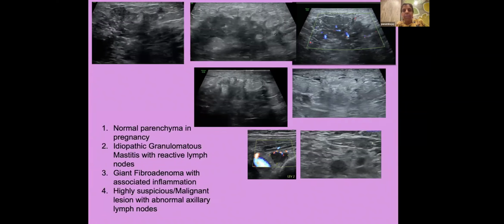One, is it normal parenchyma in pregnancy? She's 12 weeks pregnant, remember. Or is it idiopathic granulomatous mastitis with reactive lymph nodes? She's gravida 2. Last childbirth 3 years ago, and after that is when she noticed the lump and she went for the first ultrasound. The third is a giant fibroadenoma with associated inflammation. And the fourth is highly suspicious malignant lesion with abnormal axillary lymph nodes.